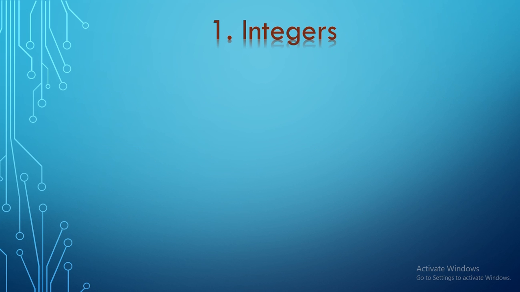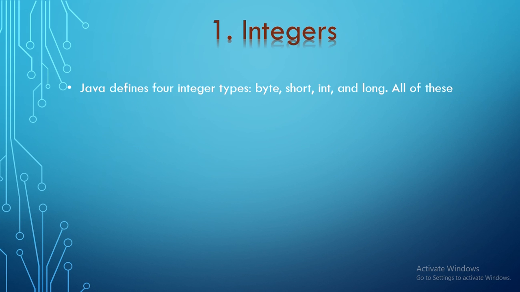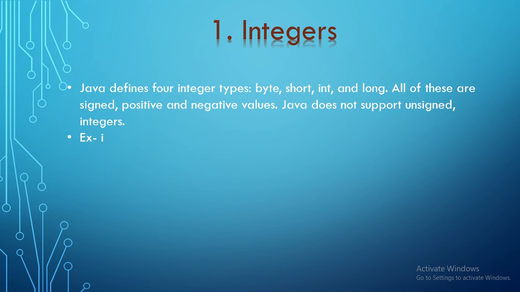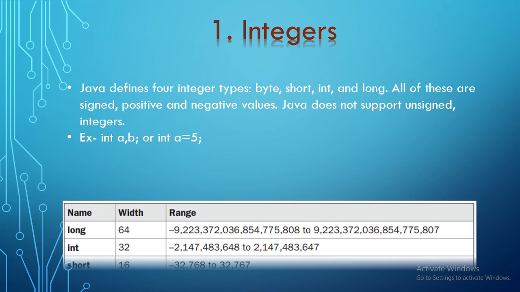Let's start with the first, which is integers. Java defines 4 integer types: byte, short, int and long. All of these are signed, positive and negative values. Java does not support unsigned integers. For example, we can define like this: int a, b; or int a = 5. We have initialized 5 into a.